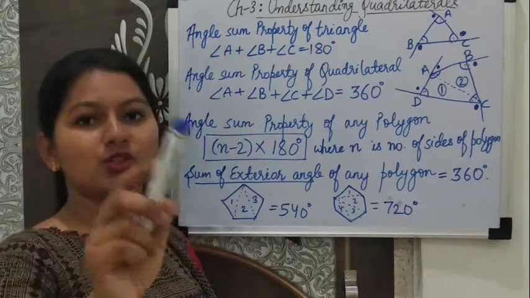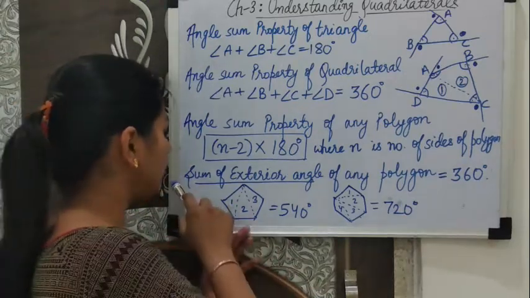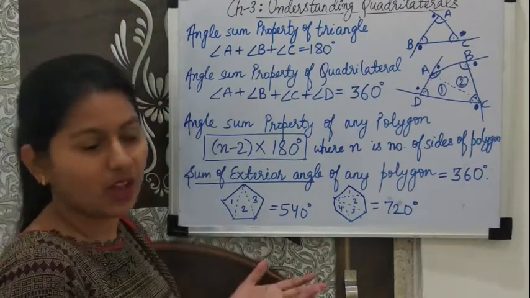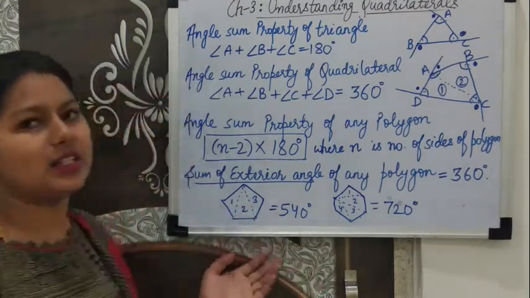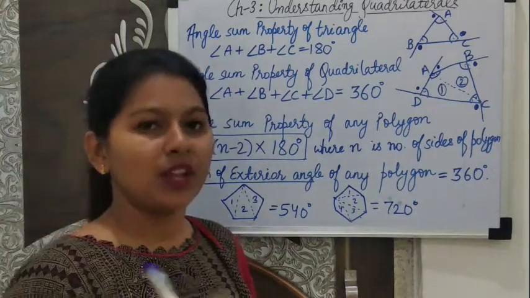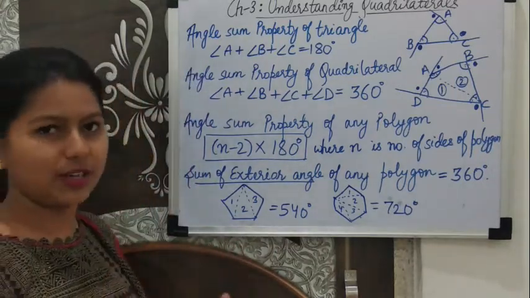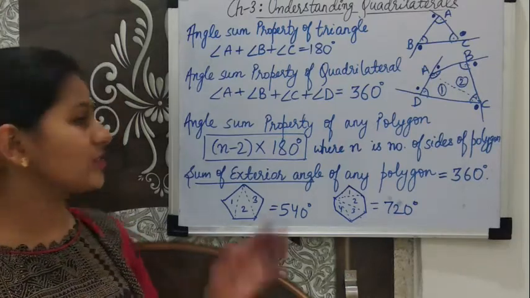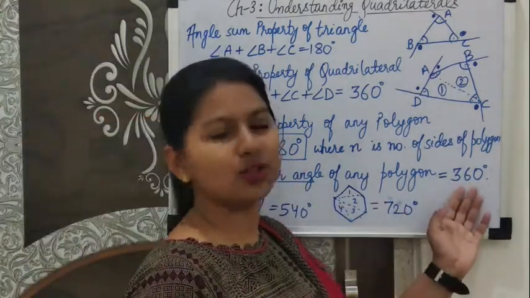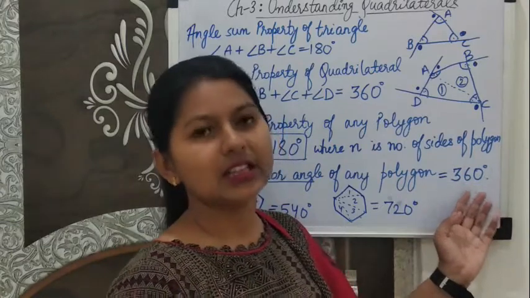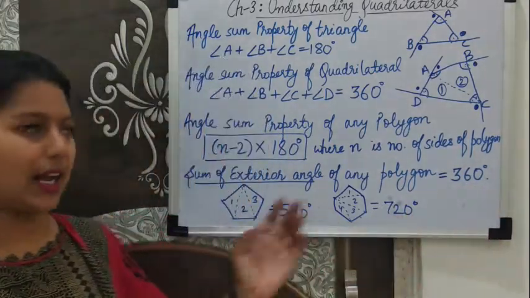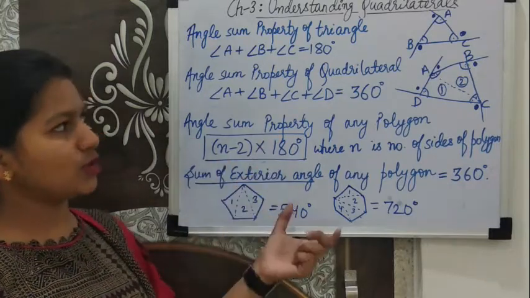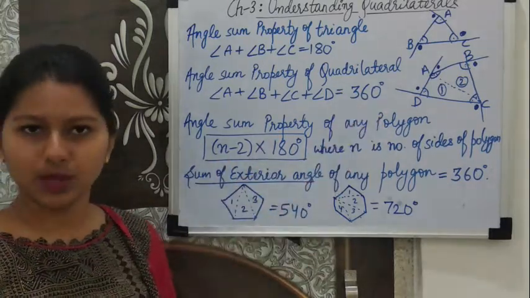Now this question I am giving to you. You have to find out how or why the sum of exterior angles is always 360 degrees. This is an assignment for you for some day. Otherwise, one day I will show in a video how the sum of exterior angles of any polygon is only 360 degrees. This we can prove with the help of an activity also. Now, we will do one question regarding this angle sum property.